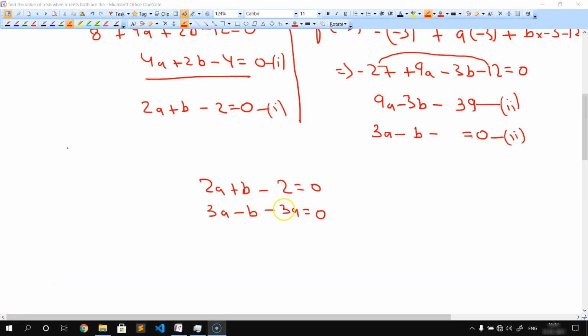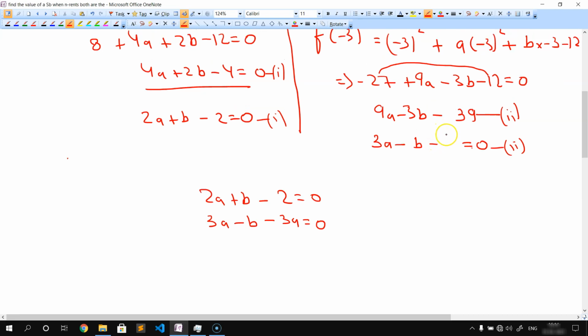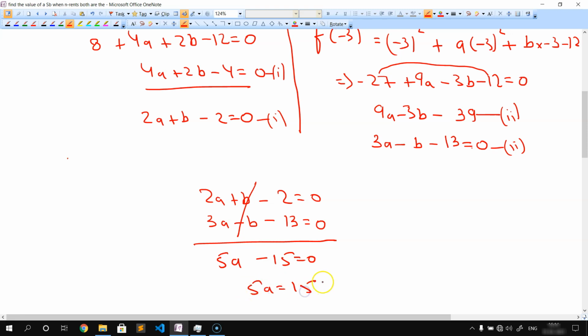It should not be 39. I think I made some mistake here. When we take the 3 common, 3a minus b minus, it will become 13. So here it will also be 13. Now we add up the equations, it will become 5a minus 15 equals 0, 5a equals 15, and a equals 3.